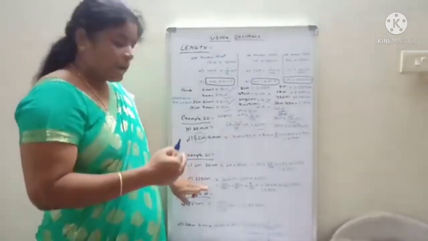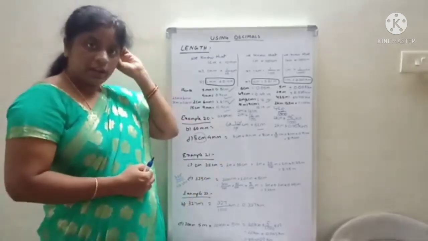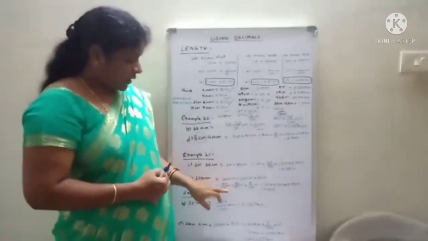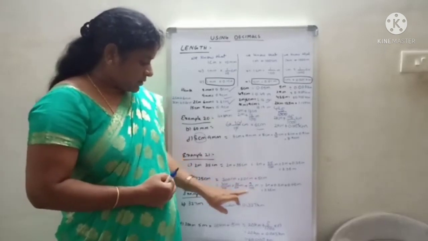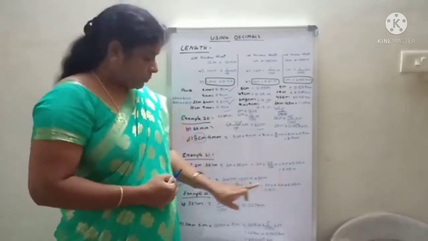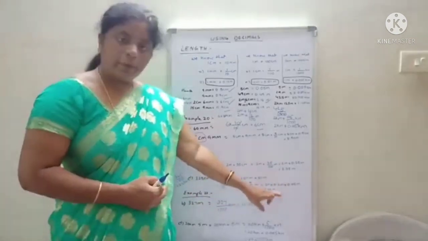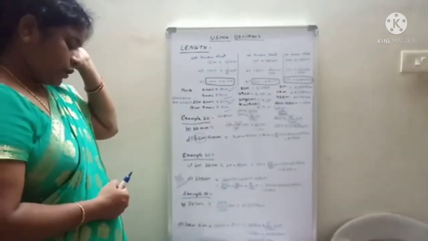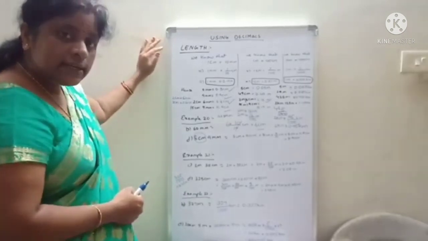Or simplify. First of all, write down the expanded form of 325 centimeters: 300 centimeters plus 20 centimeters plus 5 centimeters. Convert each one into meters: 300 by 100 meters, 20 by 100 meters, 5 by 100 meters. 300 by 100 means 3 meters, 20 by 100 is 0.2 meter, 5 by 100 is 0.05 meter. Add them: 3.25 meters. Example 22, express the following in kilometers using decimals.